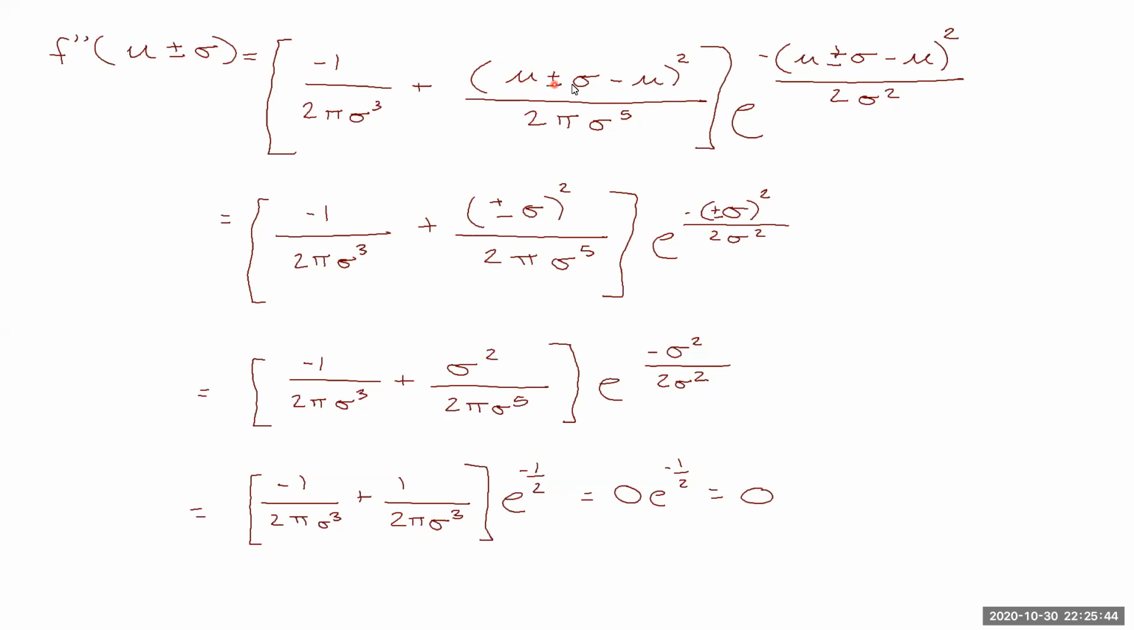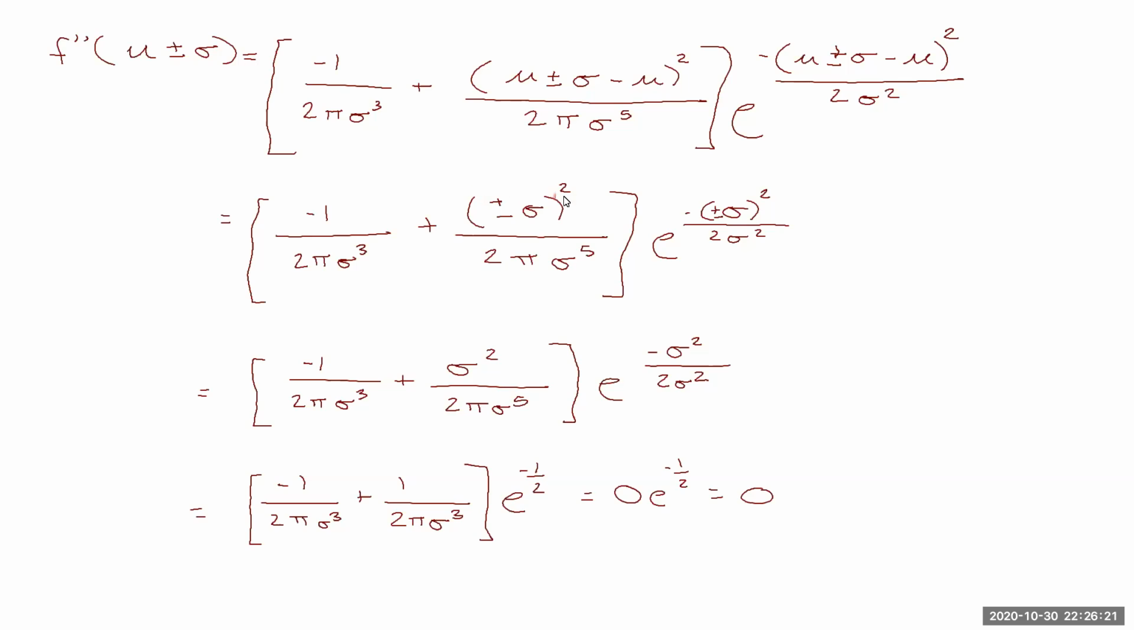So here is our sigma plus mu being plugged in for x. The mu's will cancel out because it's mu minus mu. So we're just left with the plus sigma or minus sigma. Same thing for the E. We're plugging in mu plus sigma or minus sigma for x. The mu's will cancel. So we're just left with a minus on the outside, plus or minus sigma squared, and then of course 2 sigma squared.